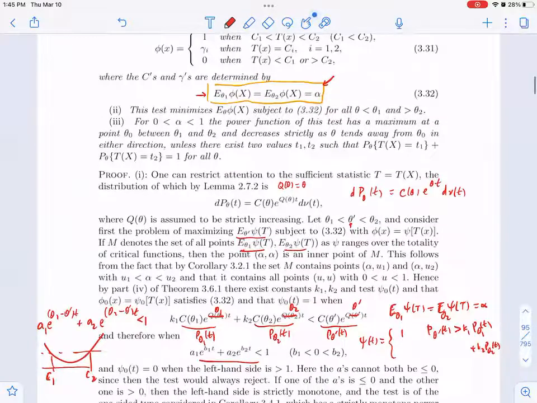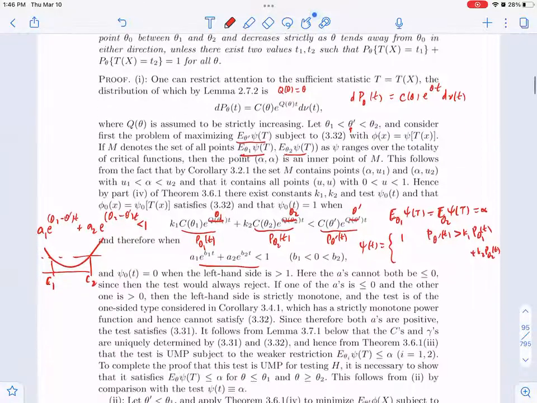It's very similar to the UMP argument that we had before. So the structure of the test is determined like that. It doesn't depend on the particular theta prime that we chose. Okay, so there is a test like that, and the whole point is that the constants, like the thresholds that we had before, are determined by these constraints. So this would be UMP because the structure of the most powerful test does not depend on the theta prime.